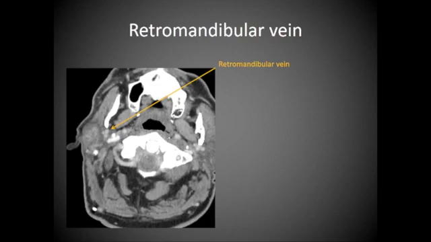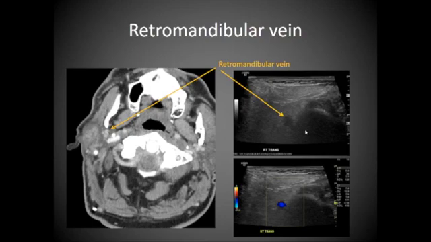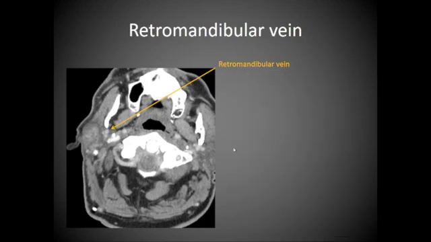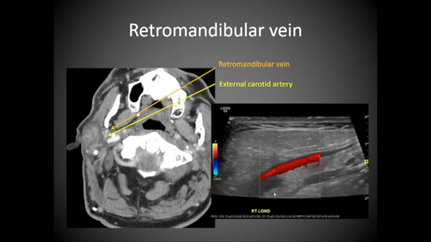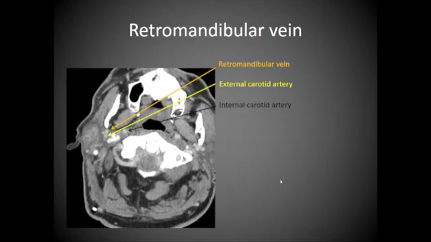So some pictures to illustrate this anatomy. On CT, here is the retromandibular vein. On a corresponding ultrasound, this is the parotid tissue. Here is the mandible, the masseter, and the retromandibular vein. The external carotid artery can often be seen right next to the retromandibular vein. Here in this Doppler cine, this is the retromandibular vein heading inferiorly, and just deep to it, the distal aspect of the external carotid artery.